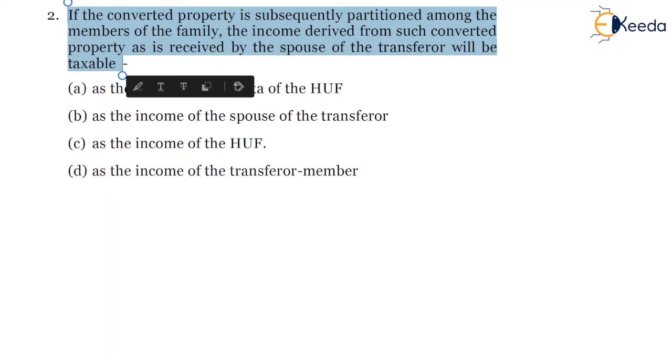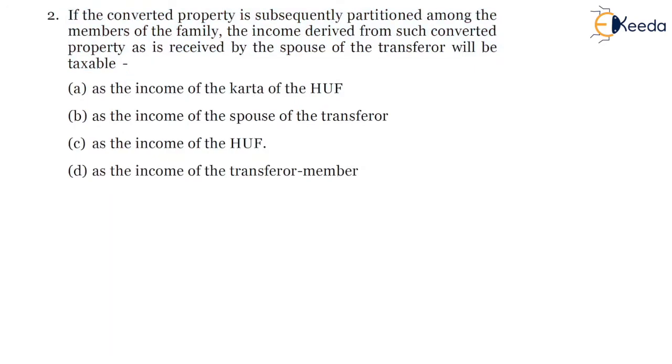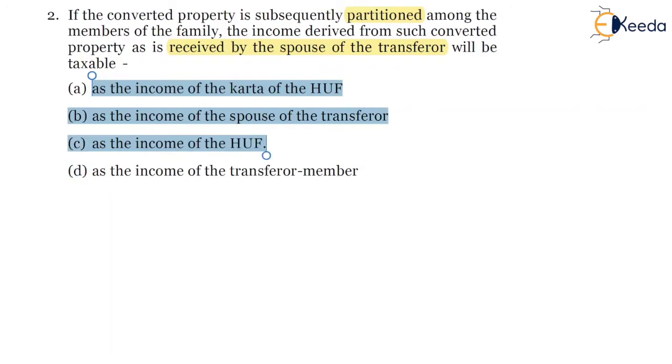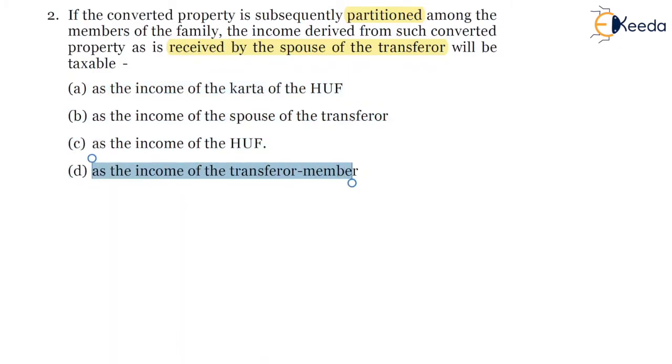Also, in case of partition, even if part of the asset is received by the spouse of the transferor, then income will be clubbed in the hands of the transferor. And this is coming from the provisions of 64(2), which we have already discussed, right? So, partitioned and received by the spouse of the transferor. So, what is the taxability? Taxability of the income as the income of the karta of the HUF? No. As the income of the spouse of the transferor? No. As the income of the HUF? No. As the income of the transferor member? Yes. Option D.